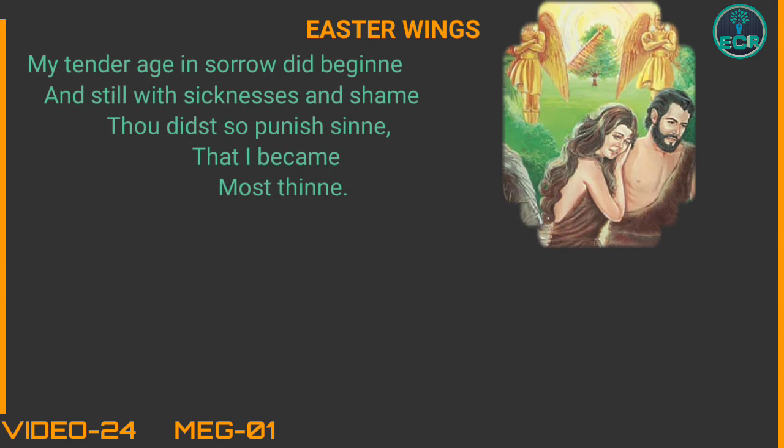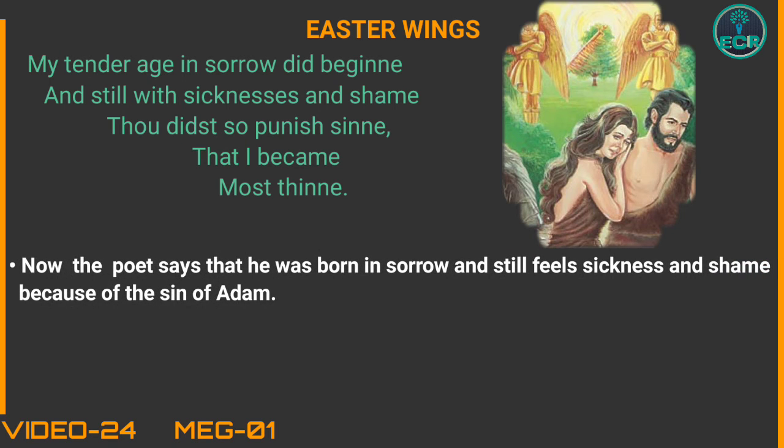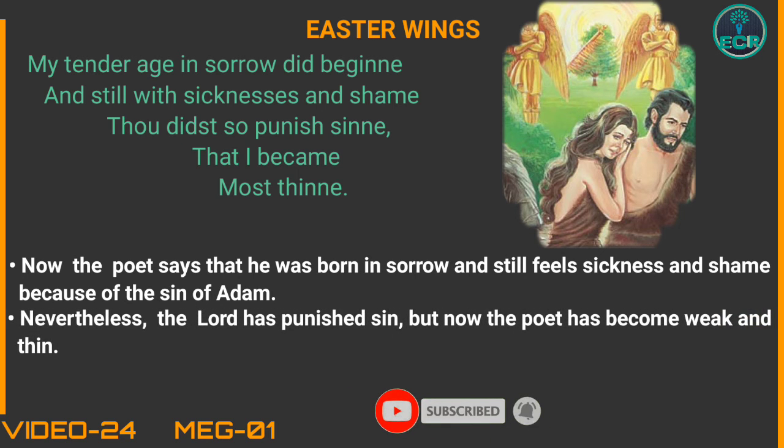My tender age in sorrow did begin, and still with sickness and shame, thou didst so punish sin, that I became most thin. Now the poet says that he was born in sorrow and still feels sickness and shame because of the sin of Adam. Nevertheless, the Lord has punished sin, but now the poet has become weak and thin.